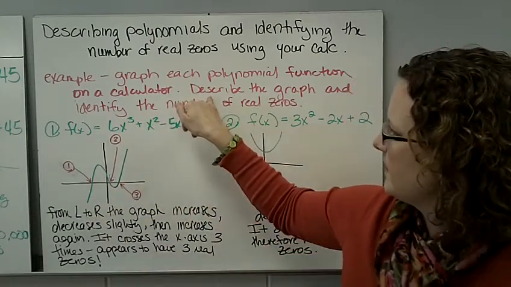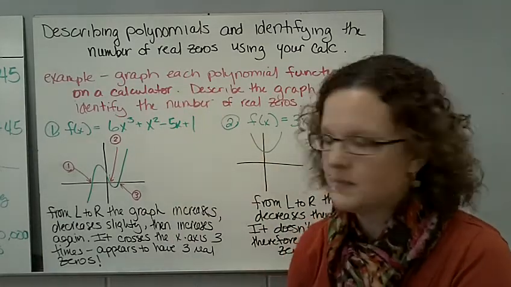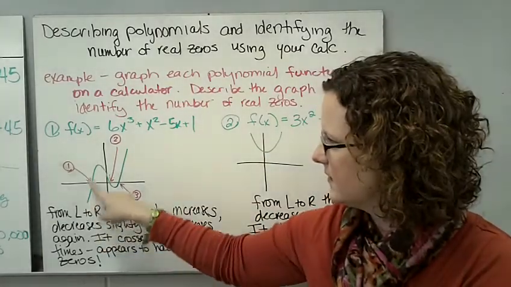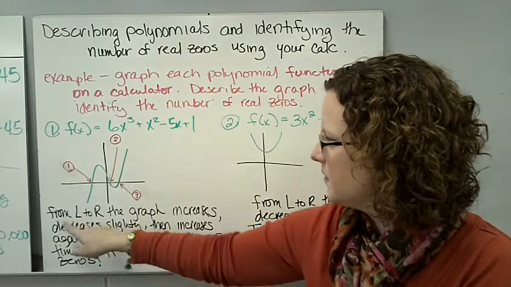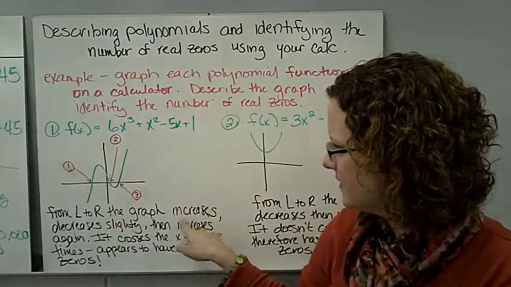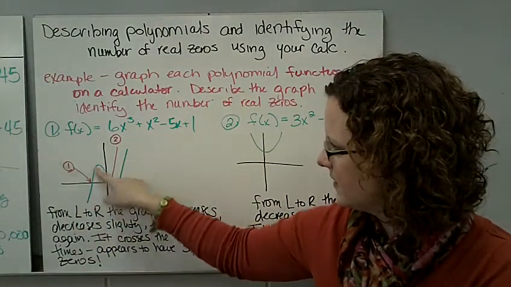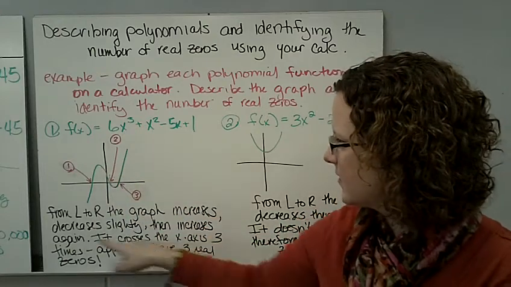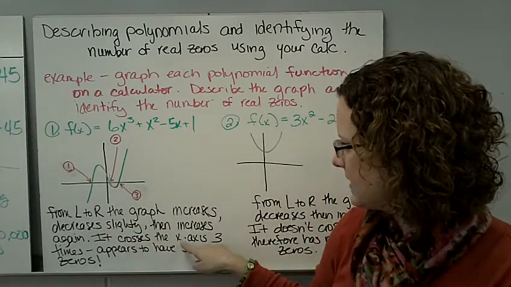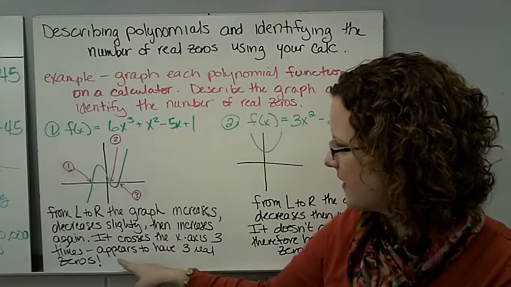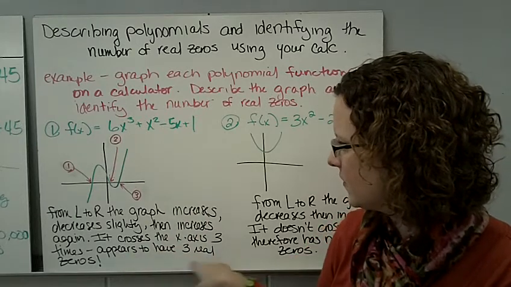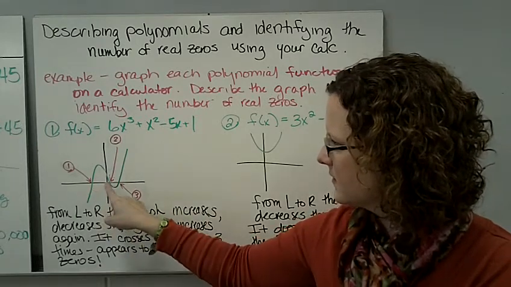Now it says describe the graph. And it really is that simple. You're describing when you see it, what you see. Up, down, up. From left to right, the graph increases, decreases slightly, increases, decreases slightly, then increases again. It crosses the x-axis 3 times, therefore appears to have 3 real zeros. 1, 2, 3.